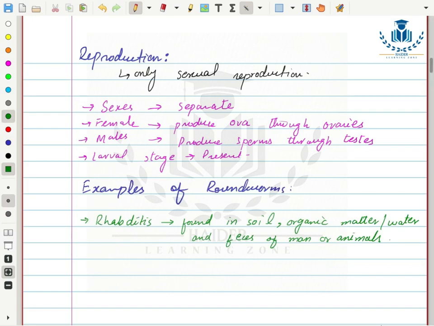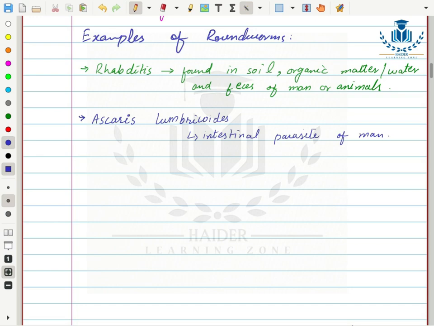Now we will discuss examples of roundworms. First genus we have is Rhabditis. They are found in soil, organic matter, water, or feces of man or other animals. Then we have Ascaris lumbricoides, an intestinal parasite of man. Then we have Enterobius vermicularis, commonly known as pinworm. It is mostly cosmopolitan, but more common in Europe and America.